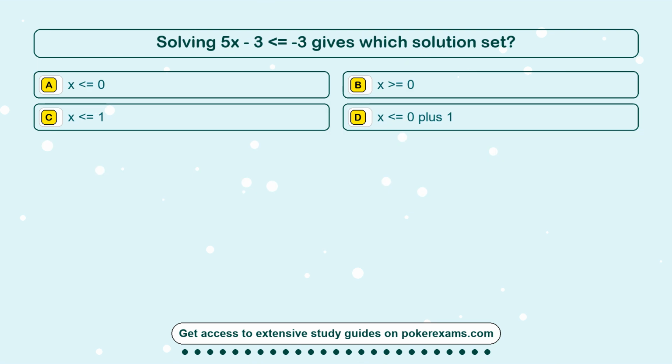Question 10. Solving 5x minus 3 equals minus 3 gives which solution set? Option A x equals 0. Option B x equals 0. Option C x equals 1. Option D x equals 0 plus 1.